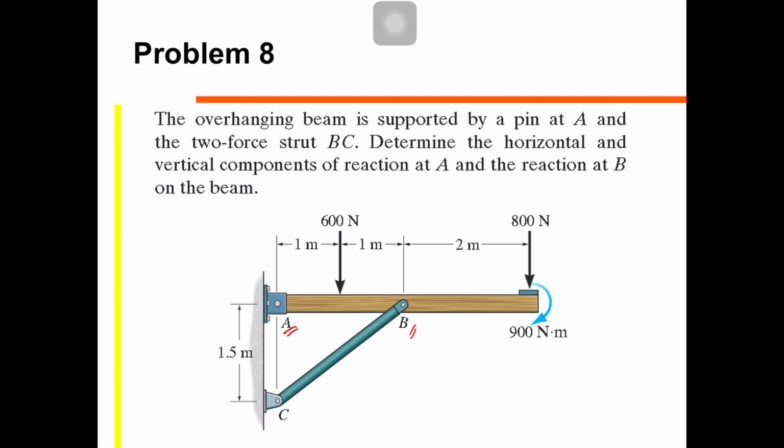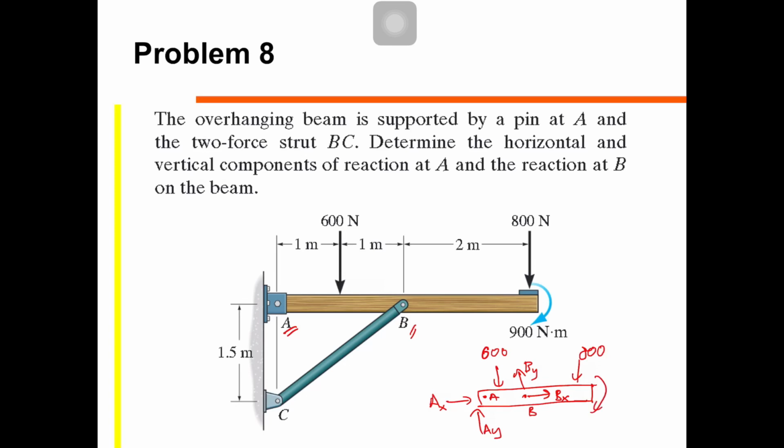Alright, if we do not use a two force member, remember, we will come up with this. So A, then there's B. This is pin, AX, AY, BX. This is also pin, BY. Okay, you have 600 and you have 800 and you have a moment.